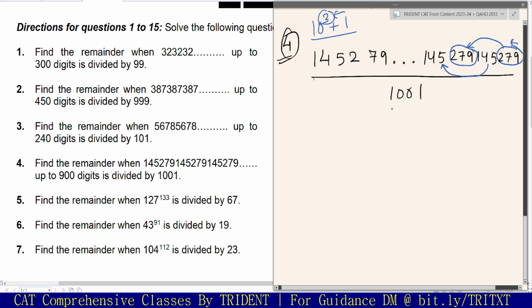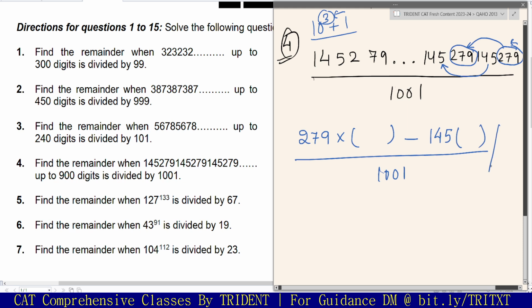We will find the difference of this. I will again ask you, my dear friend, if you really want to learn, please pause the video. Please tell me what will you fill in these brackets. Because if I tell you straight out, you will not learn anything. You have to pause the video and tell me. How many digits? The digits are 900 digits.